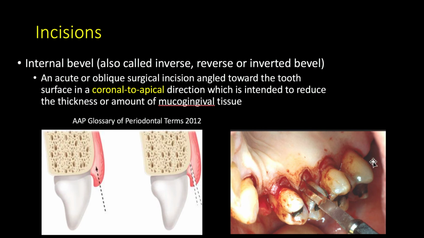You can see on the right this incision design being applied as the primary incision in order to reduce the thickness of the tissue. Typically, this is the go-to incision whenever we're thinking about open flap debridement and we have adequate keratinized tissue, crown lengthening with adequate keratinized tissue, and sometimes in dealing with gingival enlargement cases.